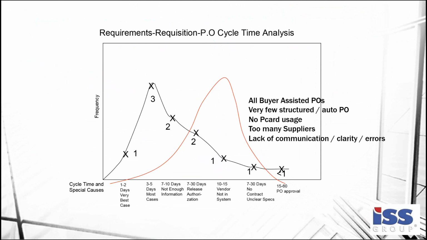In the red graph, you had too many suppliers, too many choices, too many competing channels. And there's a lack of communication, clarity, and errors in the red graph. So this type of analysis really starts to show us what are the problems, what are the issues, and how we can attack this. And this is just a small example of the requirements to requisition cycle time analysis. So next graph.